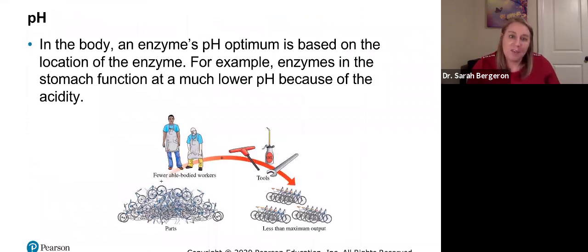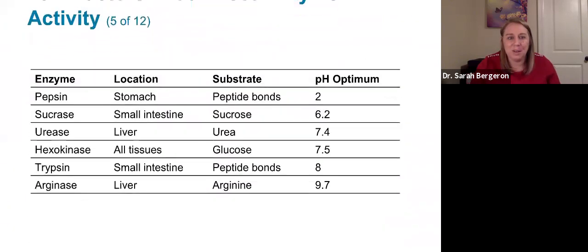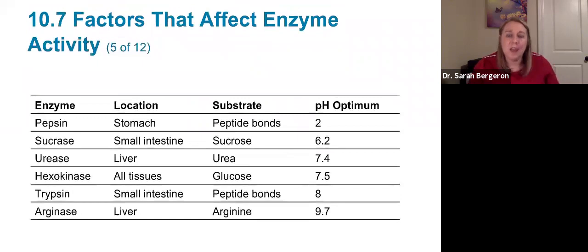In this analogy, if you remove active sites that are functional because you changed the pH, you have fewer enzymes that are able to do their function. And so now you can't make as many products, right? So that's the same sort of deal. Different enzymes are functional at different pHs, because not everything is the same inside of our bodies.